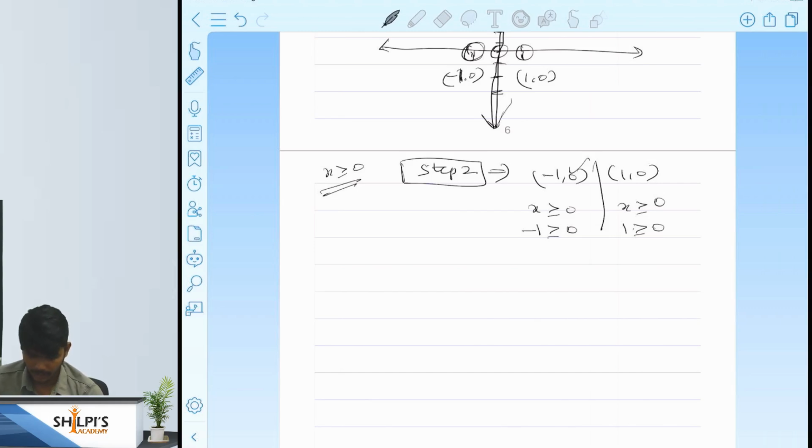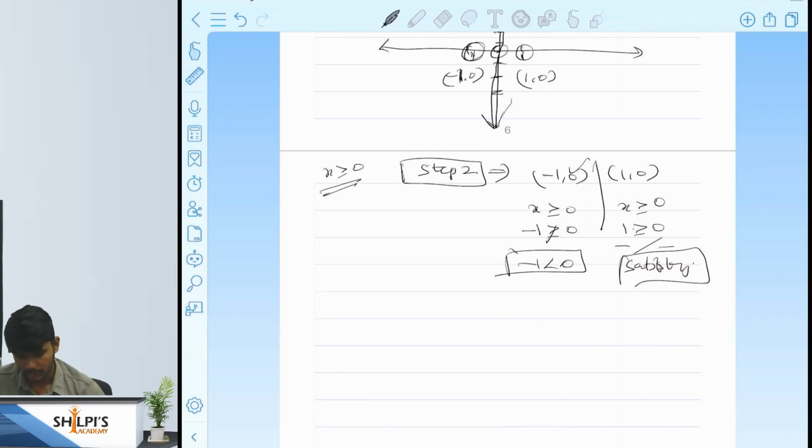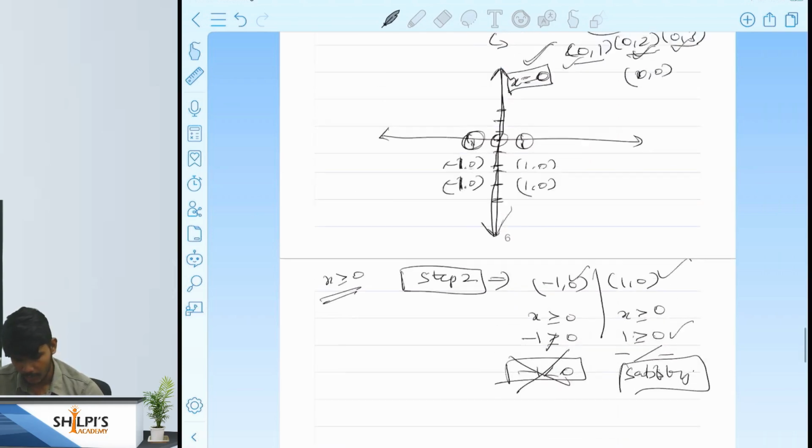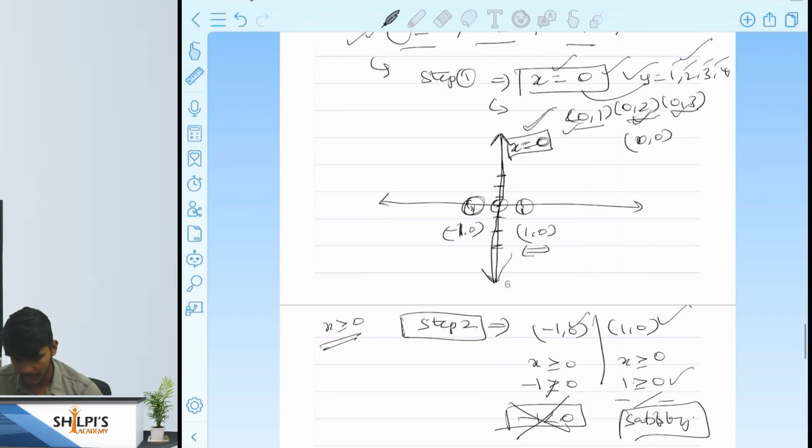Which one is correct? Minus 1 is greater than or equal to 0, or 1 is greater than 0? 1 is greater than 0. 1 is bigger than 0, right? So this is the one that satisfies. Minus 1 is not greater than 0. Minus 1 is less than 0. Minus 1 is smaller than 0, right? So this is not satisfying the condition, this is a contradiction. So since this point is satisfying my equation, 1 comma 0 is on the right side of the line.